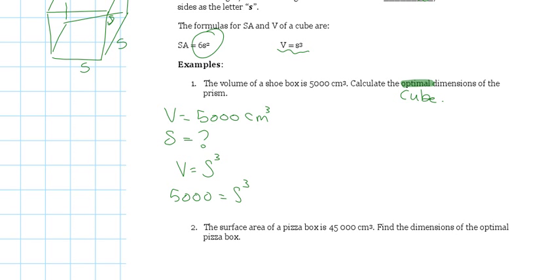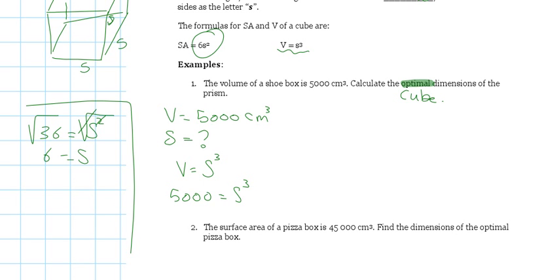What's the opposite of cube? Cube root. Here's a lesson with opposite operations. I want to isolate the letter. If I have, let's say, 36 equals S squared, how do you get rid of S squared? What's the opposite of square? Square root. So you take the square root of both sides. Square root and square cancel each other, and you end up with S.